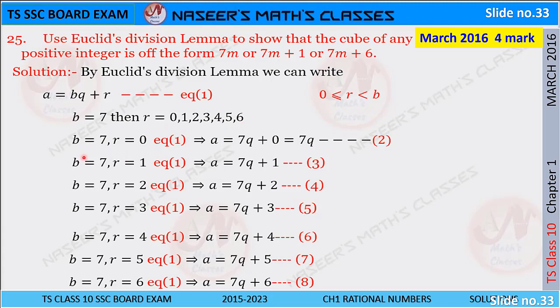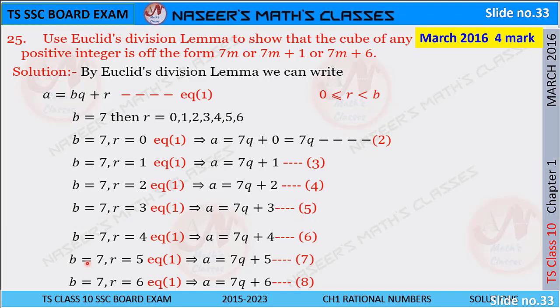Then we first substitute b is equal to 7 and r is equal to 0 in equation 1. Then we can write a is equal to 7 cube plus 0 which is equal to 7 cube. Let this one as equation 2. Next we substitute b is equal to 7 and r is equal to 1 in equation 1. Then we get a is equal to 7 cube plus 1. Let this one as equation 3. Next we substitute b is equal to 7 and r is equal to 2 in equation 1. Then we can write a is equal to 7 cube plus 2. Let this one as equation 4. And next substitute b is equal to 7 and r is equal to 3 in equation 1. Then we can write a is equal to 7 cube plus 3. Let this one as equation 5.